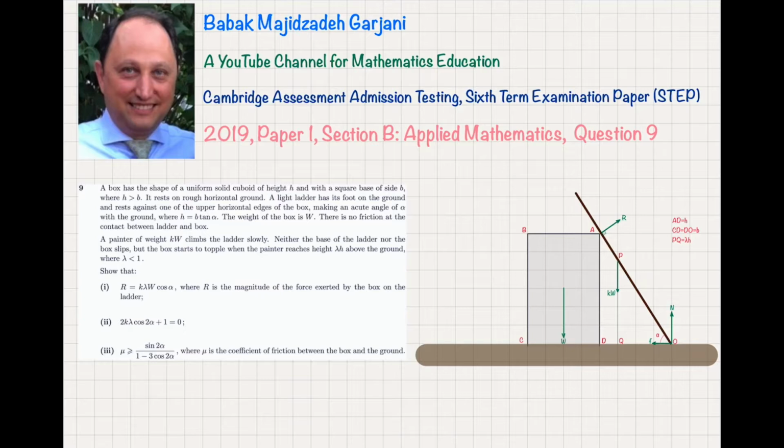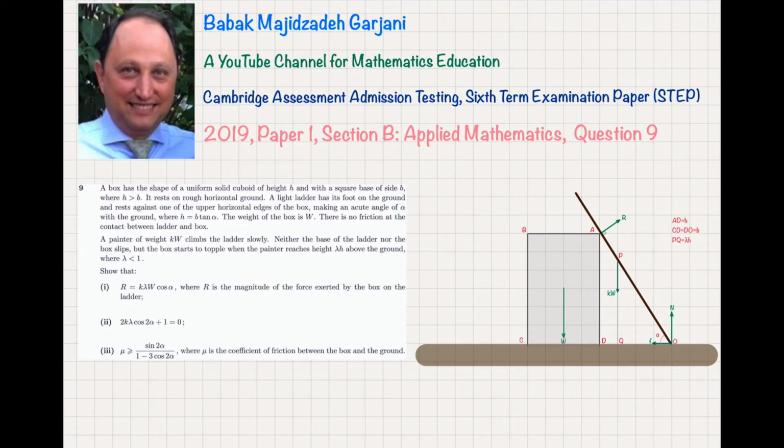Question 9. A box has the shape of a uniform solid cuboid of height h. In this diagram, I am only concentrating on a cross-section of the real picture. So this rectangle ABCD is a cross-section of the box. According to the information given in the problem, the height from A to D is h.